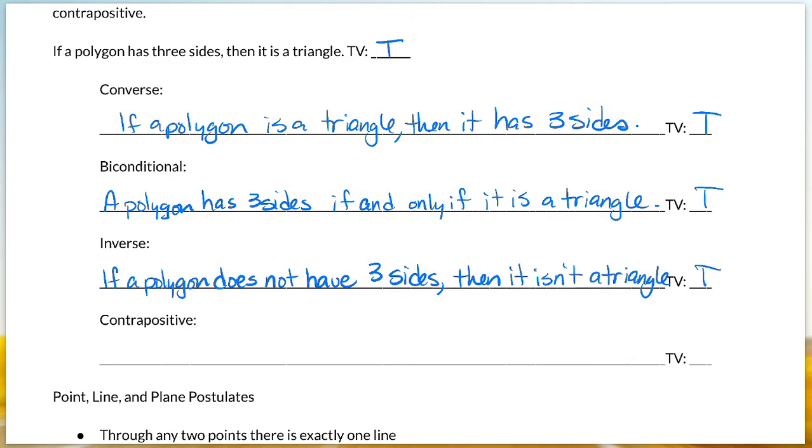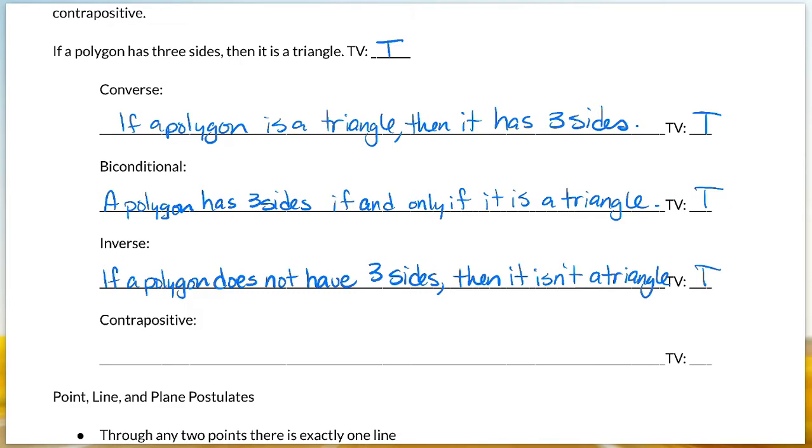And again, they're going to be all true when you're using a definition as your conditional like we are here. But there will be some that we are not using a definition so that we can really test you on, is it true or false, and the phrase counterexample. So they're not always all true.